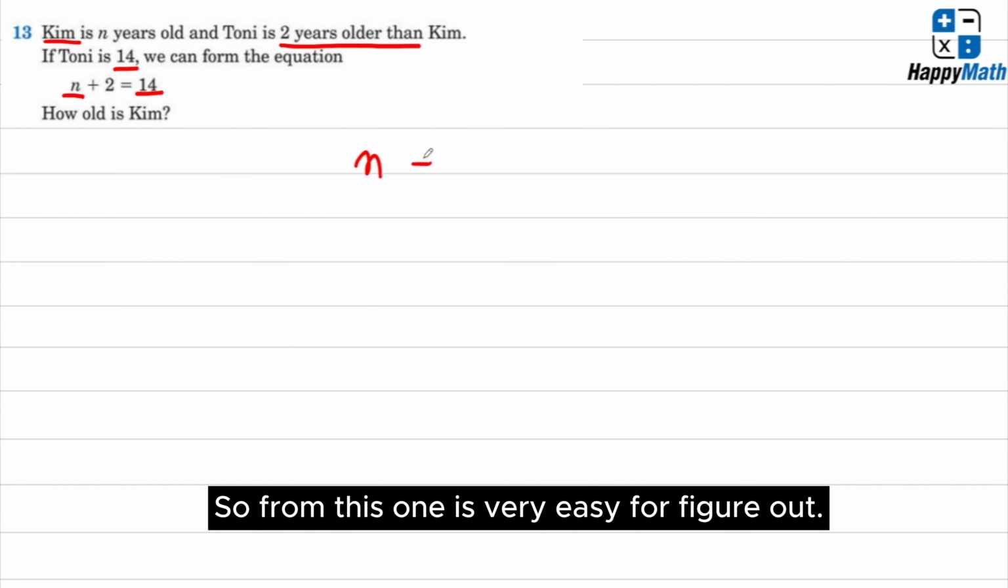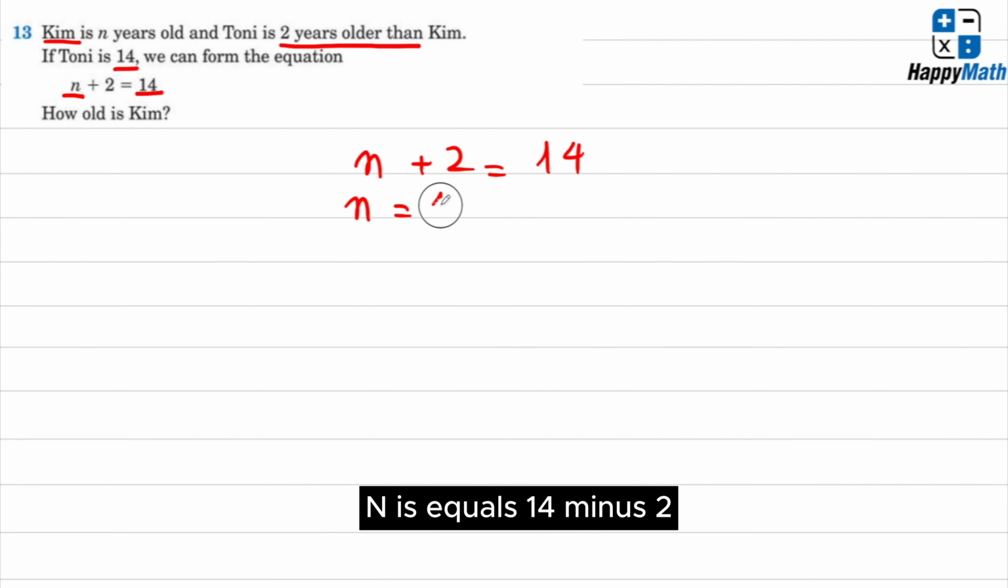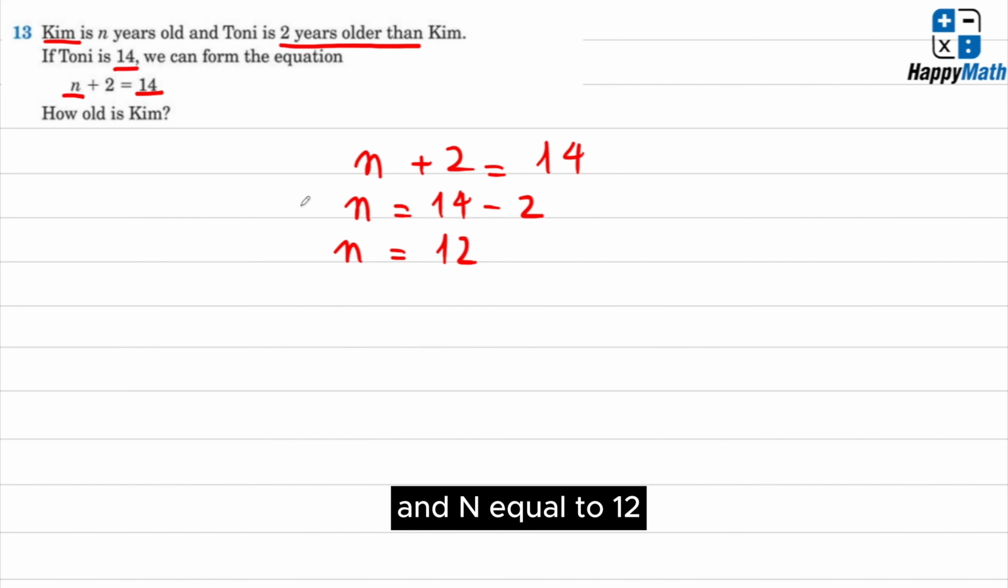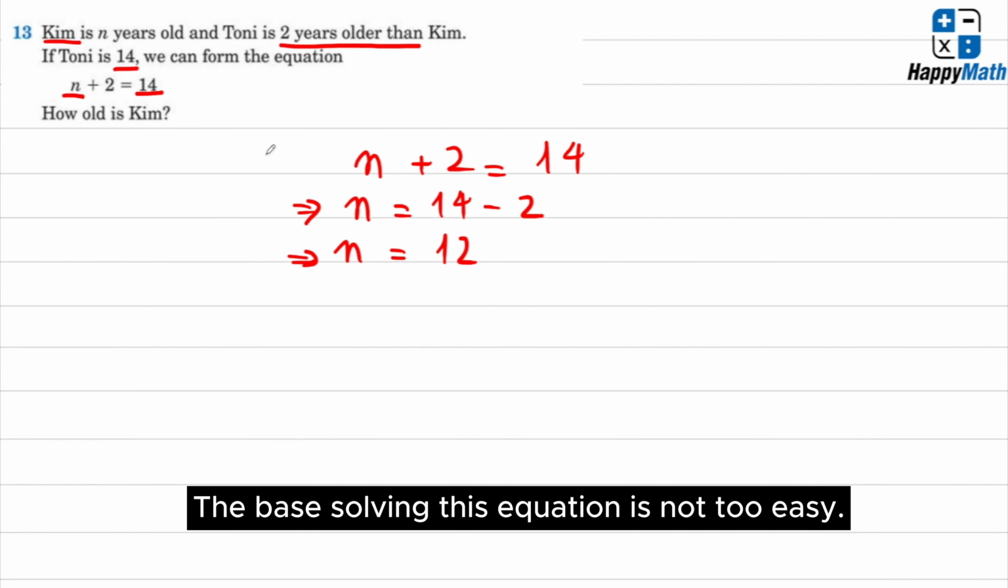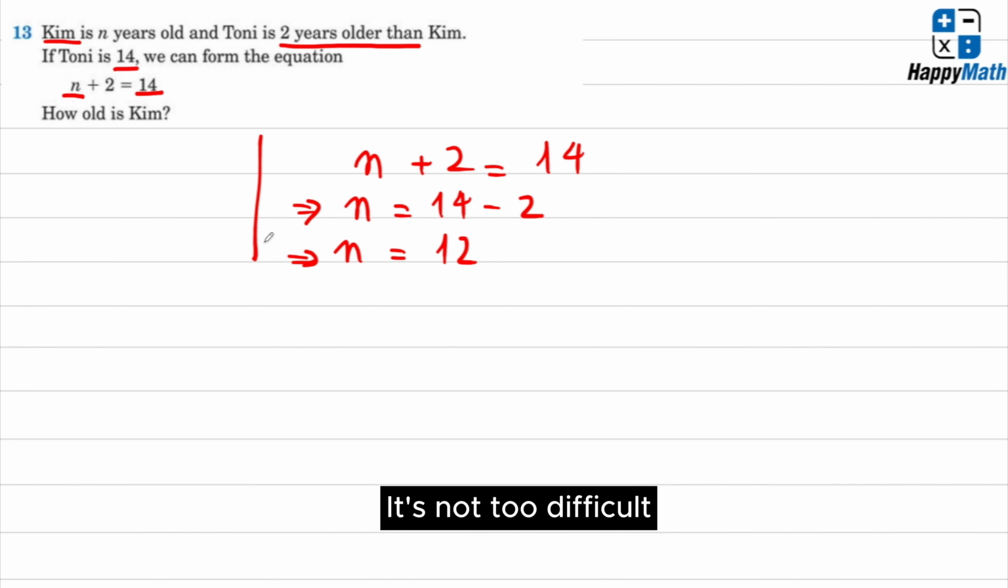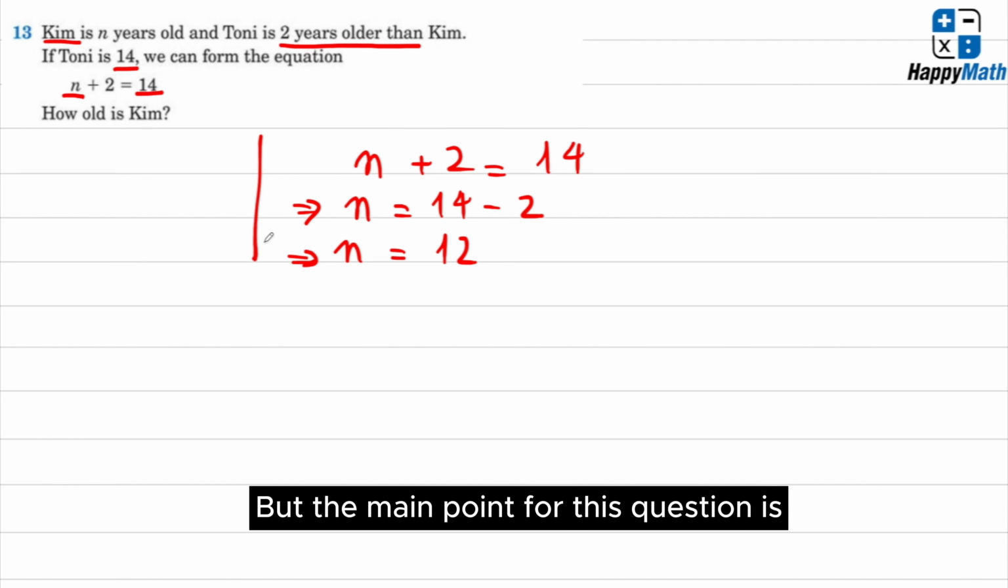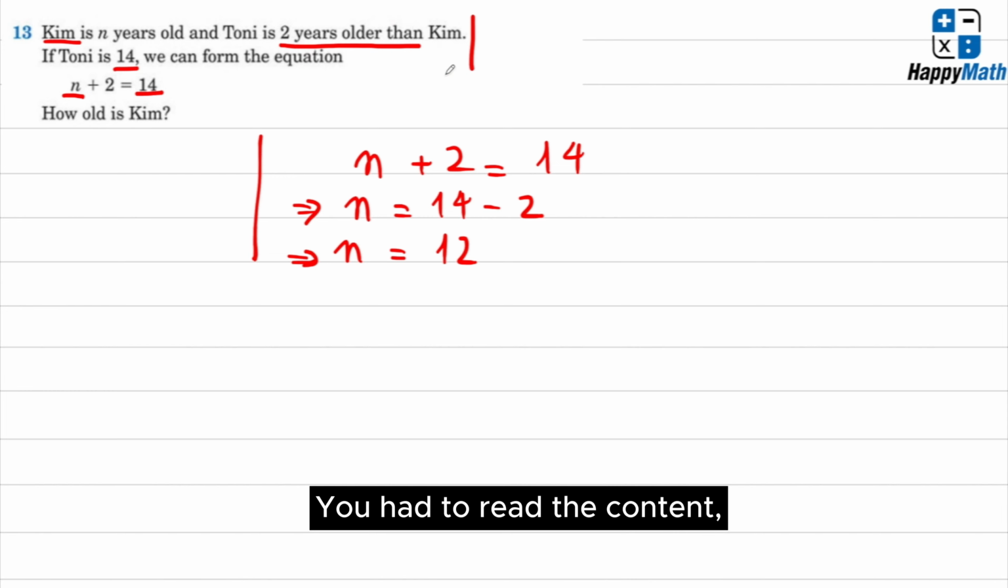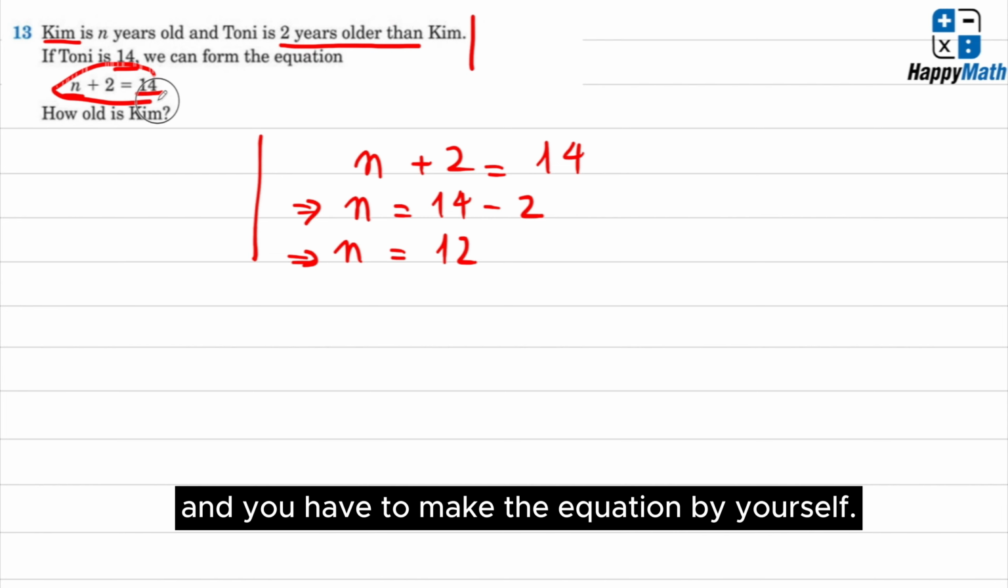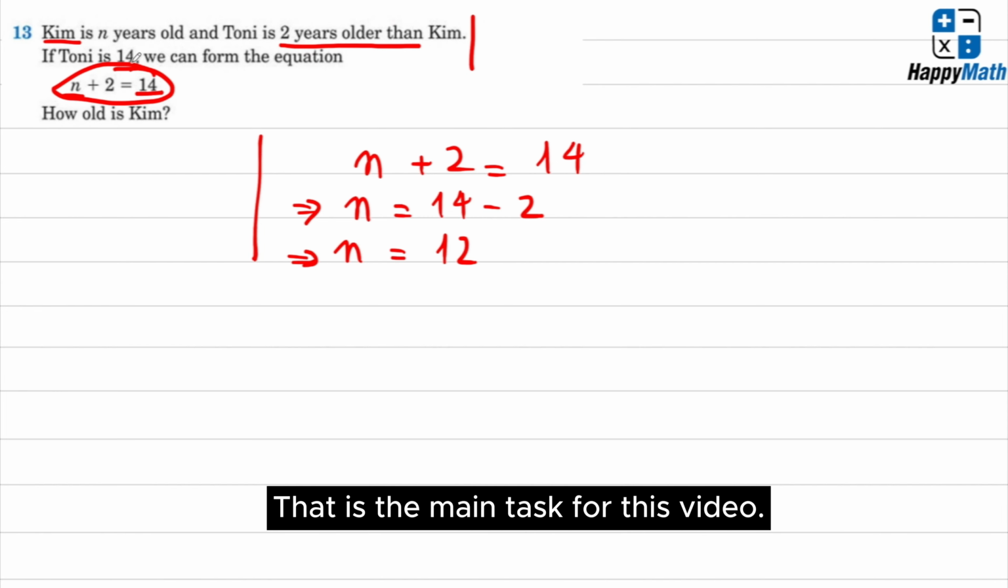From this one, it's very easy to figure out n is equal to 14 minus 2, and n equals 12. So you can see that solving this equation is not too difficult. It's very easy. But the main point for this question is you have to read the content and make the equation by yourself. That is the main task for this video.